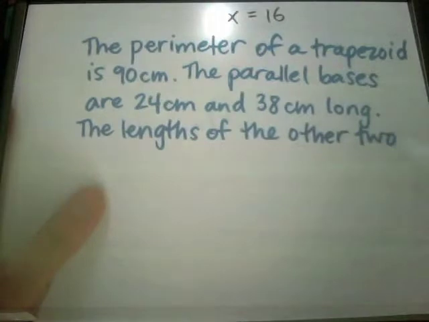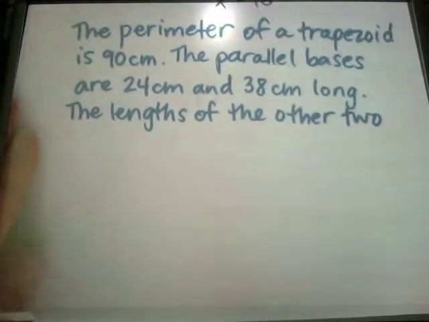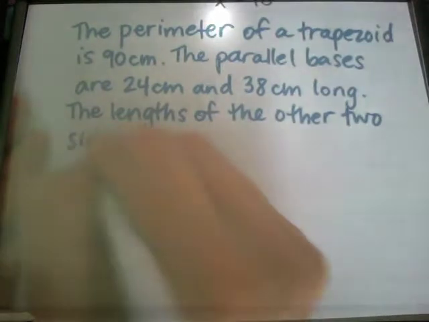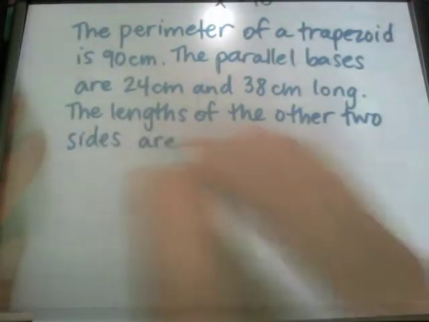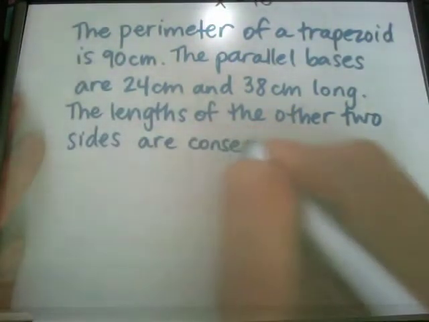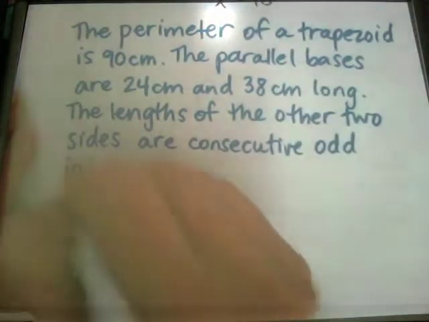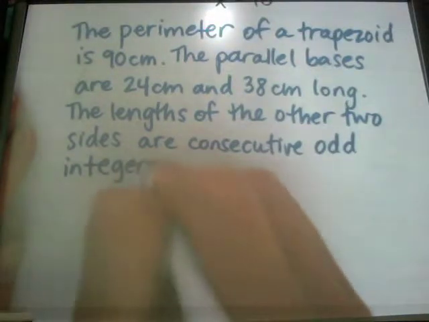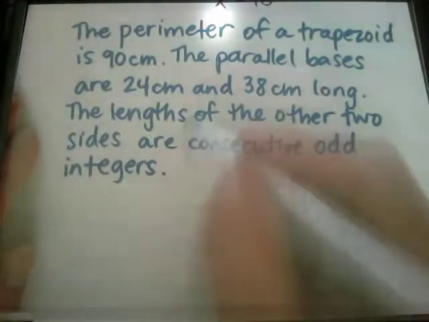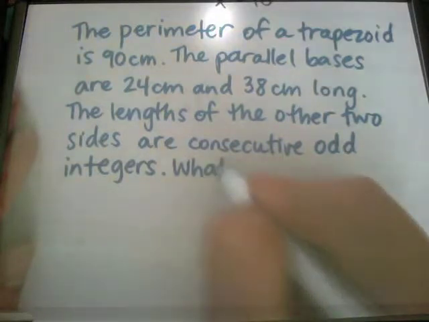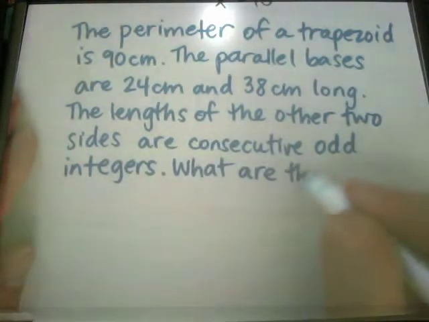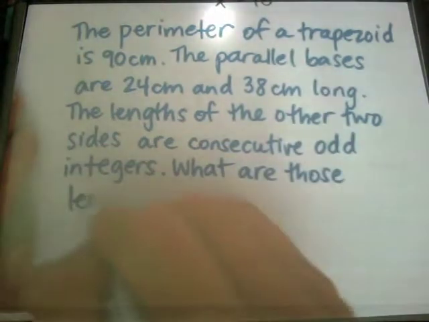Now again, here's where we have to write a big word problem. The good news is for homework you don't have to write the problems. You just have to translate it to an equation, so you won't have to do this very often. The lengths of the other two sides are consecutive odd integers. There's that idea. What are those lengths?